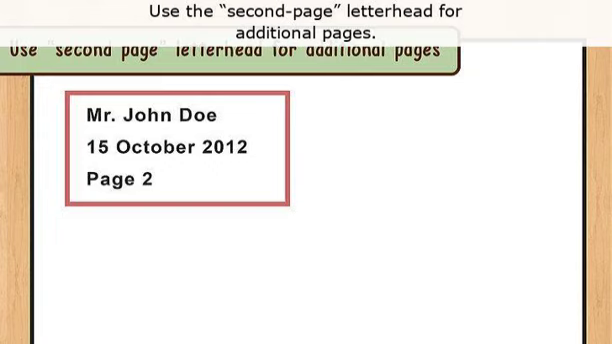Step 7. Use the second page letterhead for additional pages. Most business letters should be concise enough to be one page in length only. But if you have something lengthier, such as a contract or legal findings, you may need additional pages. Use the second page letterhead, which usually has an abbreviated address and is made of the same type of paper as the first page letterhead. Include the page number on the second and subsequent pages, at the top of the page. You may also want to include the recipient's name and the date.